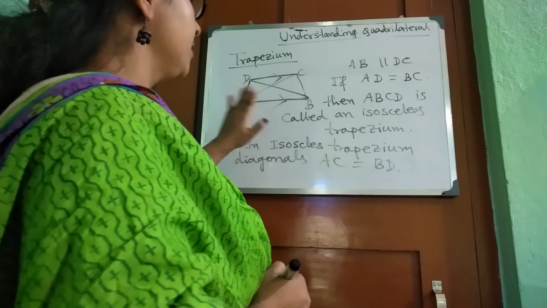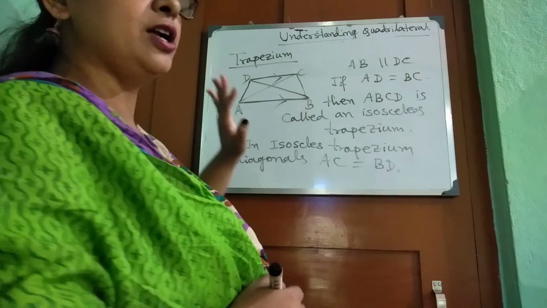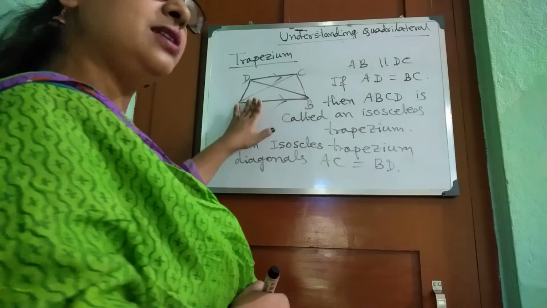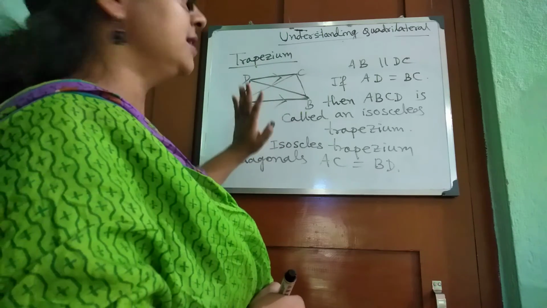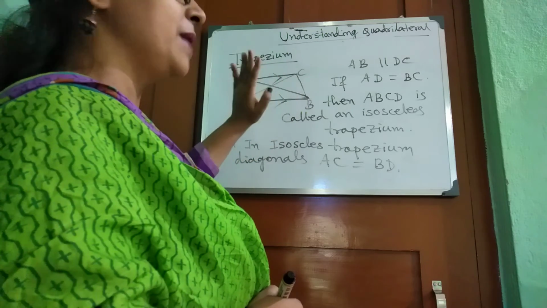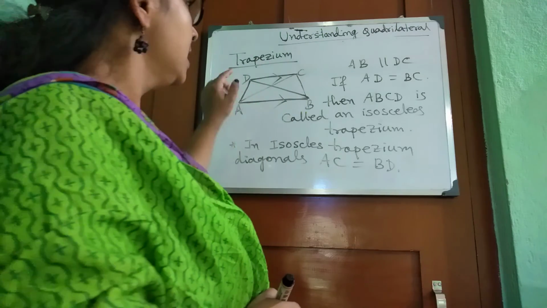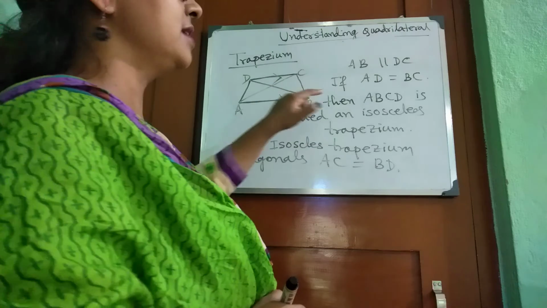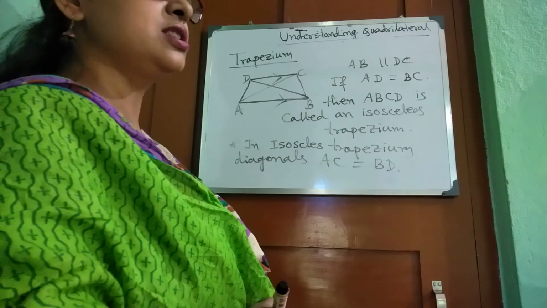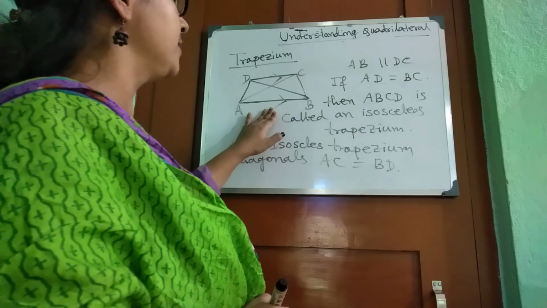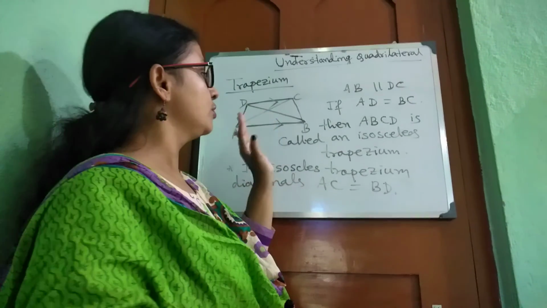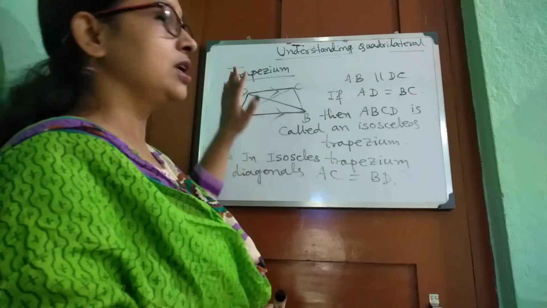This is a trapezium ABCD. Here only one pair of sides is parallel: AB and DC are parallel, but AD and BC are not parallel. If these two non-parallel sides are equal, then we can say this is an isosceles trapezium. When it becomes an isosceles trapezium, we can say the diagonals are equal.